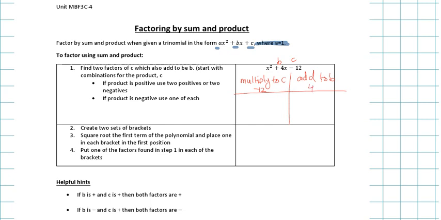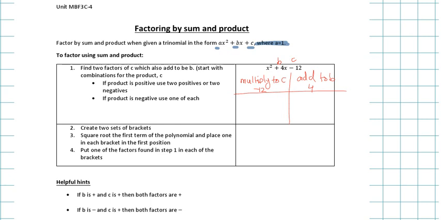All right, and here's where this is going to come in handy. You see that B is positive and C is negative, right? Do you guys see that? So on your chart, we're going to look at B positive and C negative. That will be the third row, right? So that means I'm going to have two numbers. The large one has to be positive number and the small one has to be negative.